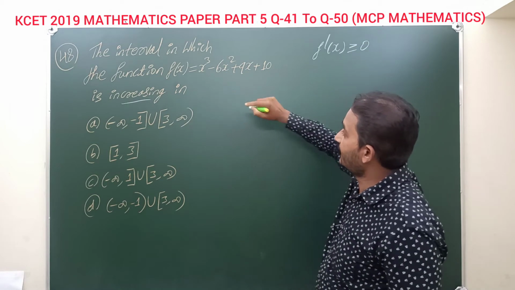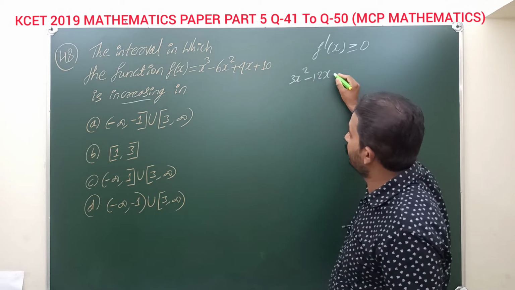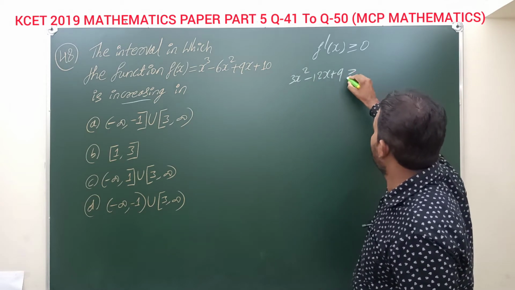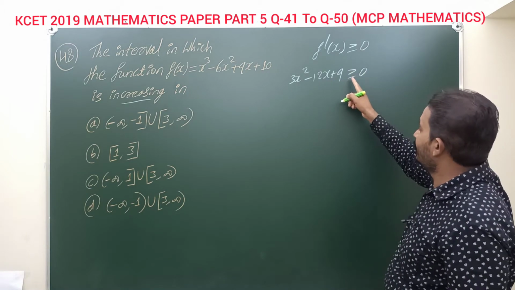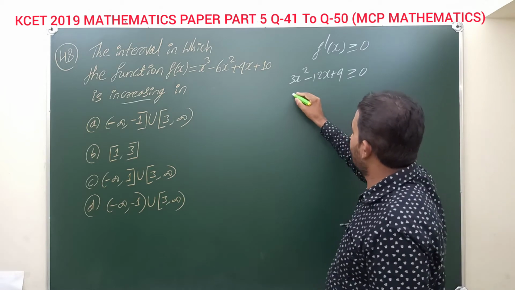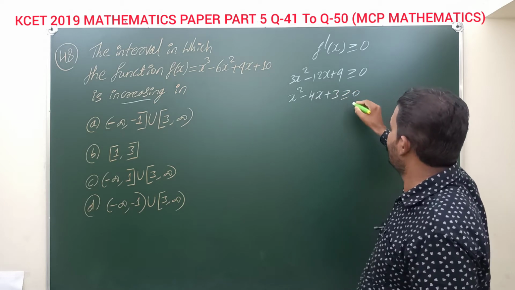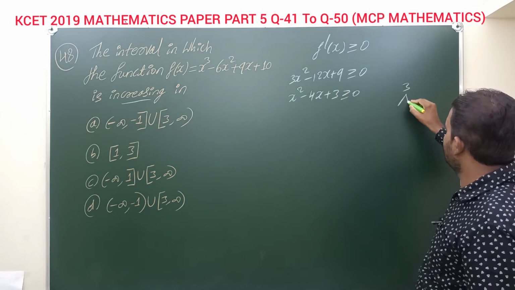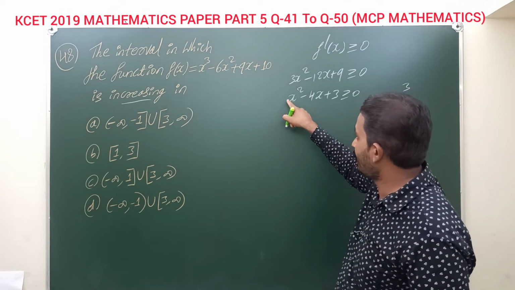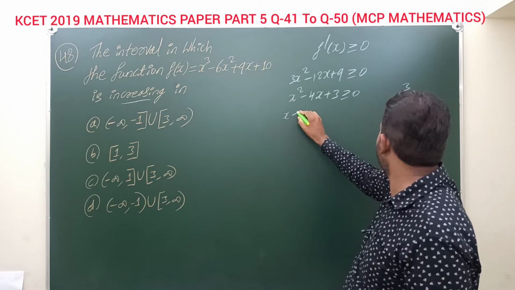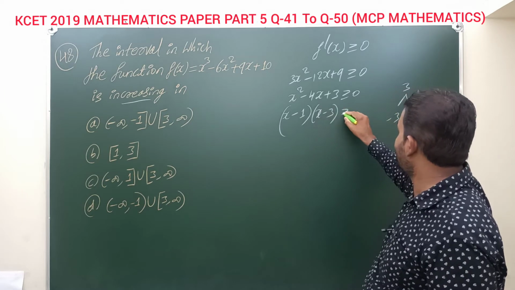So differentiate with respect to x, this becomes 3x square minus 12x plus 9 greater than or equal to 0. Divide by 3 on both sides. It is positive, so the inequality does not alter. So dividing by 3, we get x square minus 4x plus 3 greater than or equal to 0. Here 3 can be written as minus 3 times minus 1. Since the x square coefficient is 1, it can be written as x minus 1 into x minus 3 greater than or equal to 0.